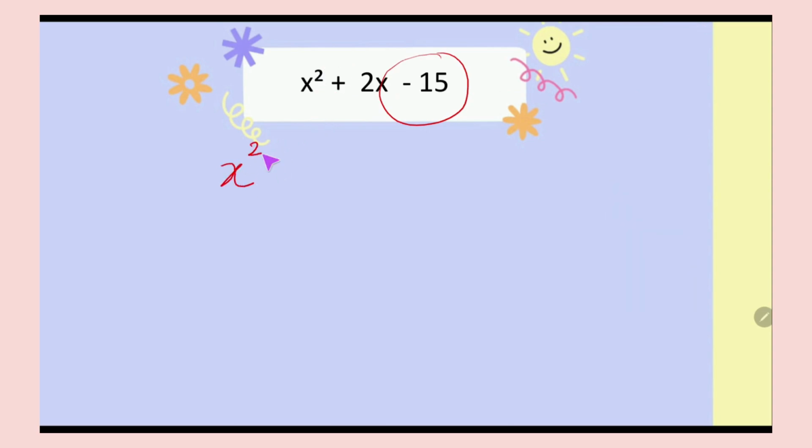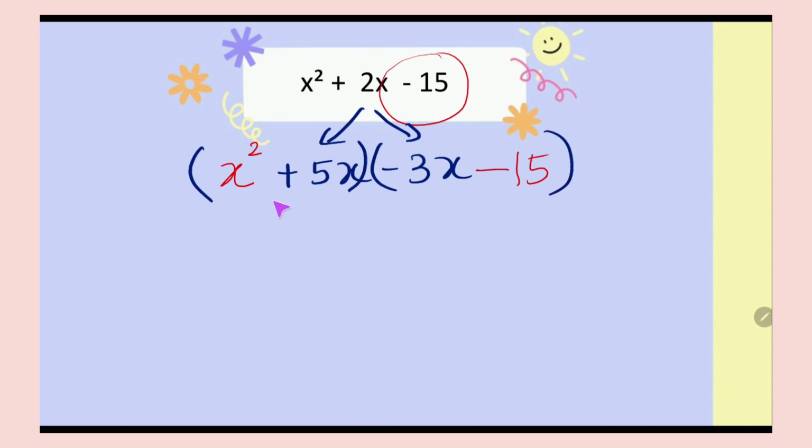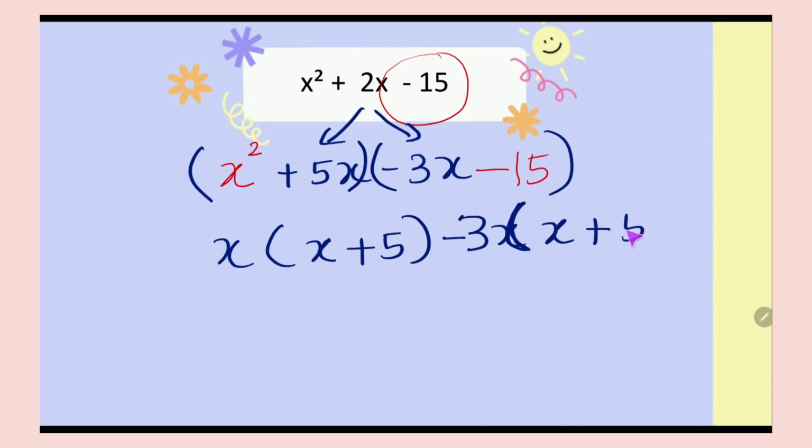We write the first term and the last term as it is, and then we'll move on to the middle term and split it out. So it will be 5x minus 3x. Now the brackets and taking the common term out. So it's going to be x plus 5, and here we'll take minus 3 out, so it will be x plus 5.